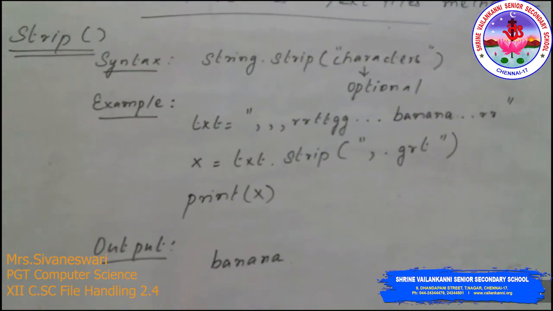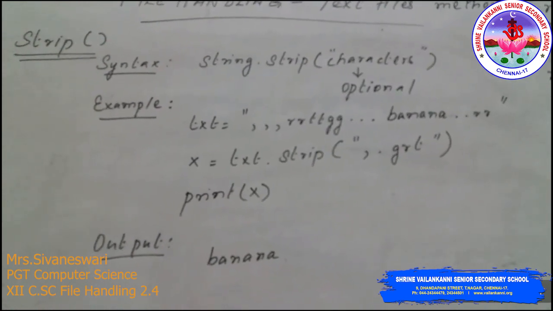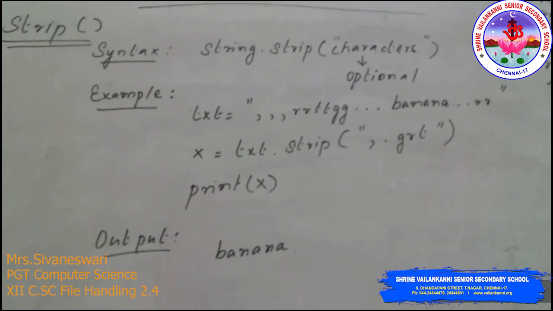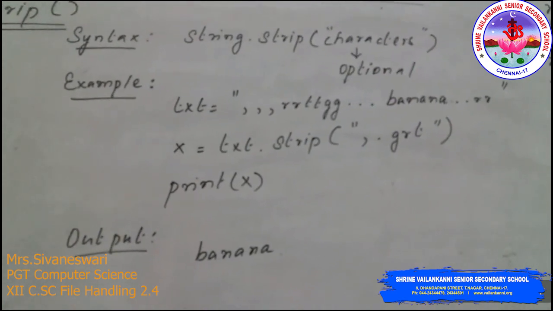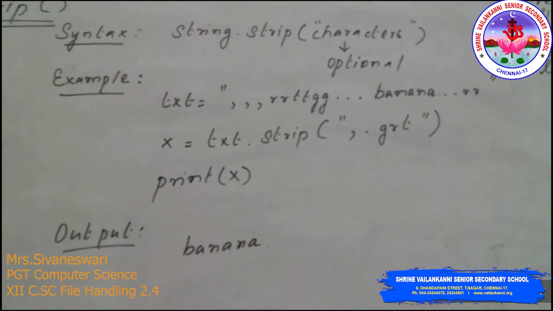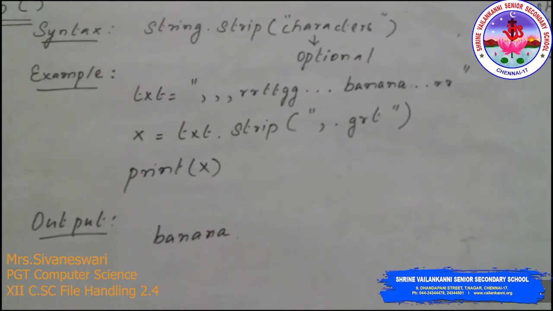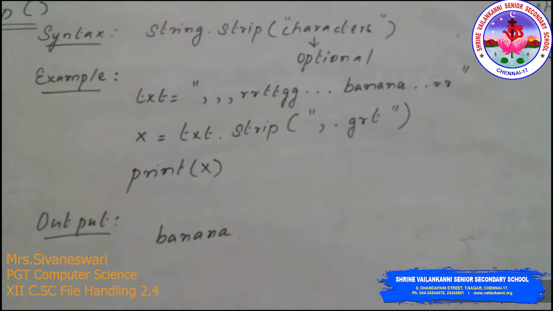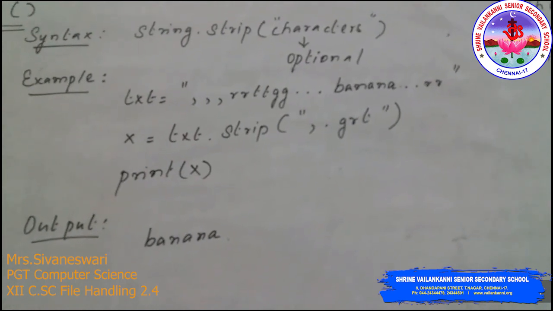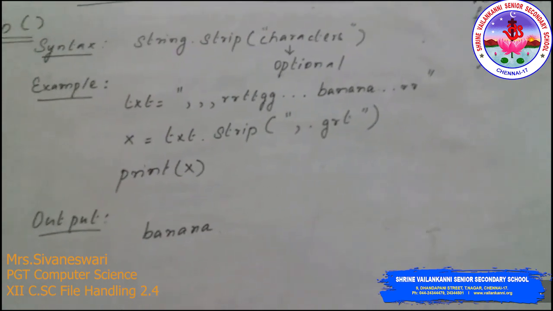Now strip(). The syntax for the strip method is string.strip(characters). Characters is the argument, which is optional. If the characters are not specified, then the space will be removed. Let's see the example. txt is equal to, within quotes, a string: ,,,,RRTTGG...banana..RR, close quotes. x = txt.strip(',.GRT'), inside quotes we are specifying the characters which are to be removed: comma, dot, G, R, T. Now print(x).